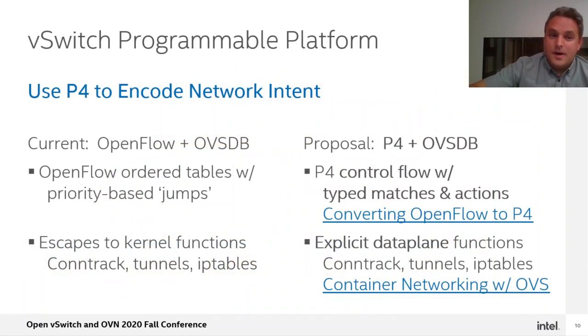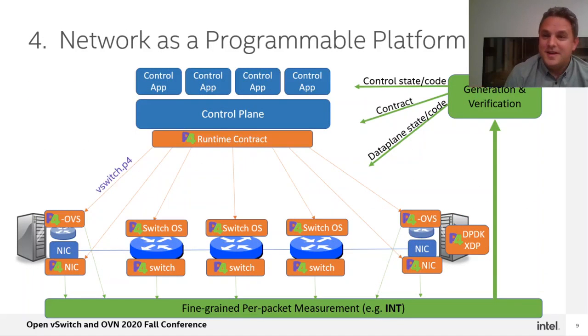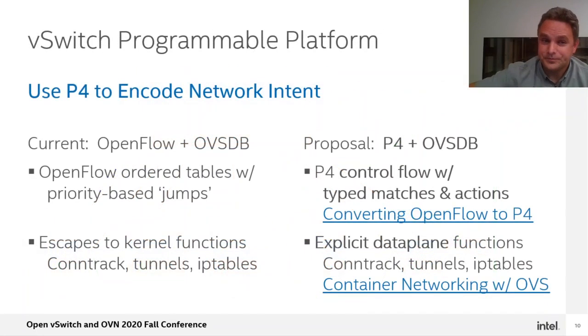And so the part of this picture that I want to talk about next is the vswitch.p4. It's the part of that runtime contract that is at the edge there, that is the vSwitch that's interconnecting what's running on that edge host. And we want to use this vswitch.p4 to encode network intent.